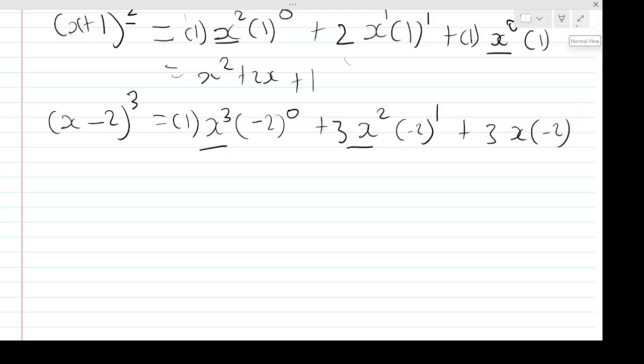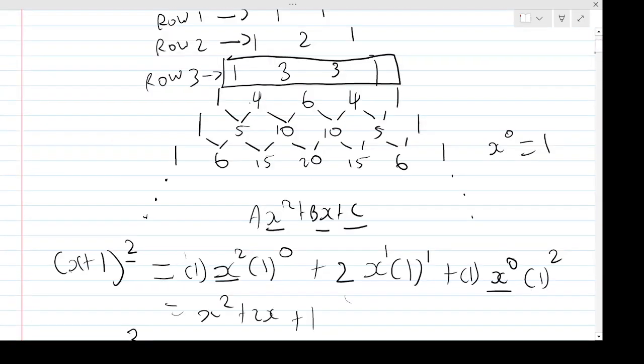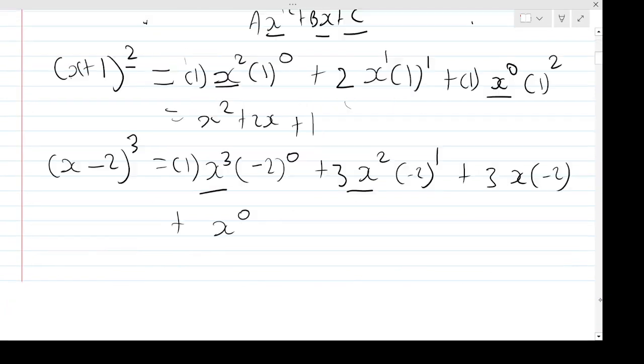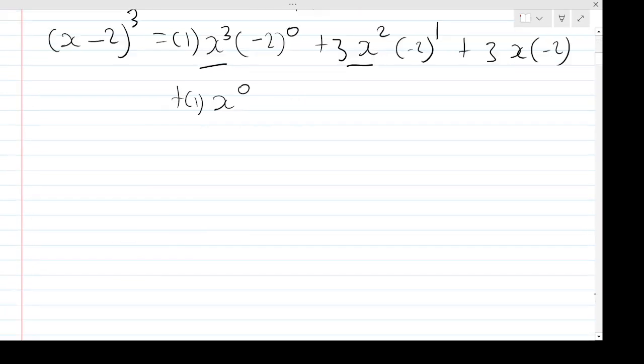And then lastly, we have no x, so it's going to be x to the 0. The final number in the row will be 1. That's the coefficient here. So that's 1x to the 0. And then minus 2 will have to be cubed, because we need to get 3 from the powers. 0 and 3 indeed gets us 3. Okay, well then we can expand the brackets and simplify it.